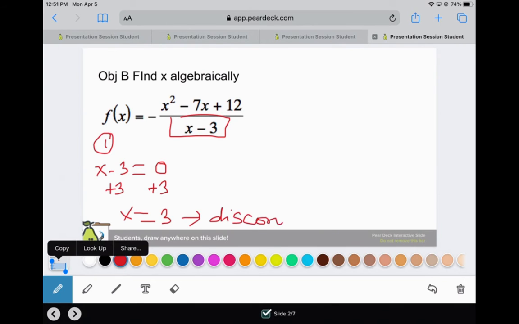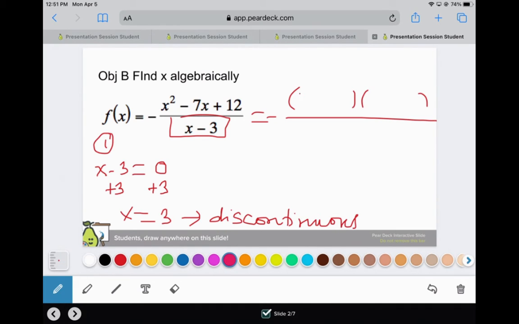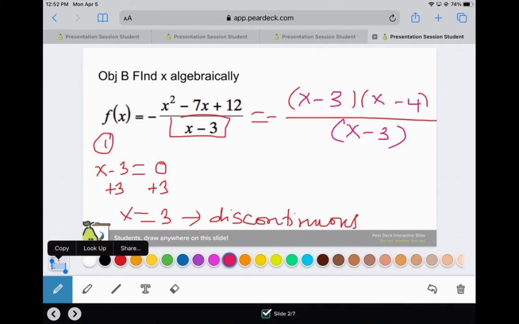However, the question is, what type of discontinuity is this? Is this removable or non-removable? This is when you have to factor things out. On the numerator, if you have trouble factoring it out, then see me for office hours. So this would be x minus 3 and x minus 4. And on the denominator, x minus 3. So you look over here, I have x minus 3 and x minus 3. If you can cancel out, then this one will be removable.